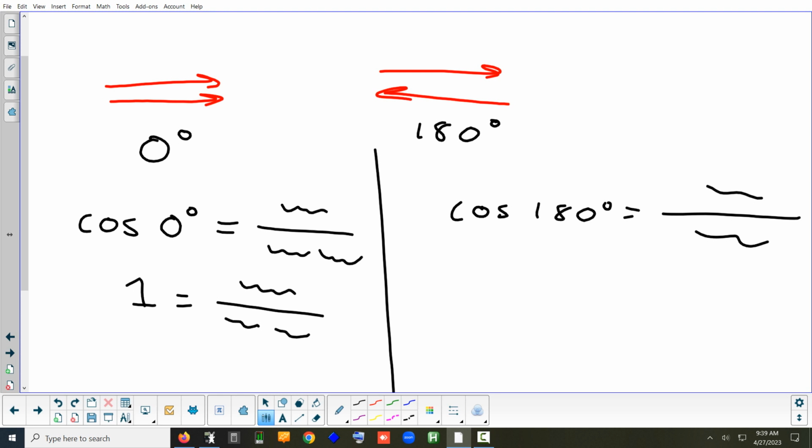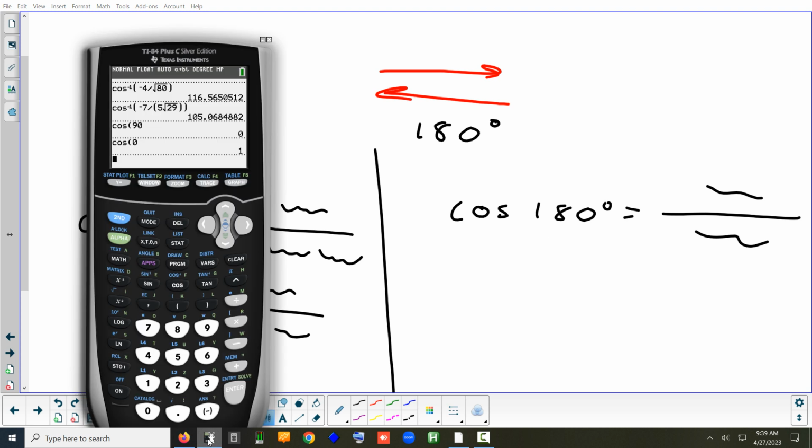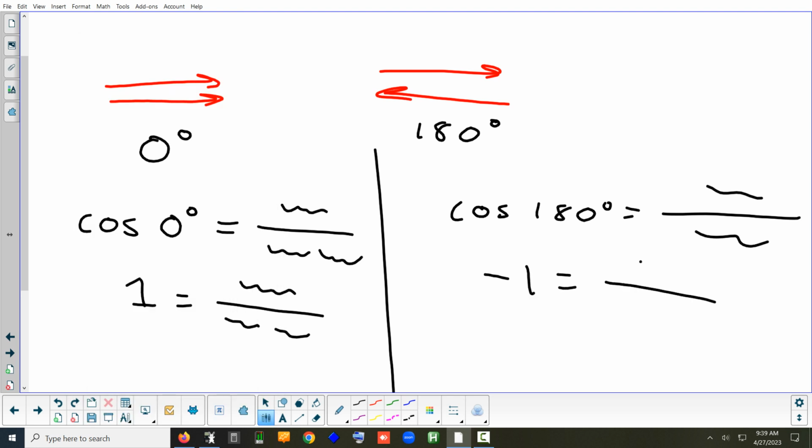If they're pointing in opposite directions, they would be a 180 degree angle. And we would have 180 degrees on the left-hand side. Let's see what happens if we take the cosine of 180. We get negative 1. So the other situation for parallel, you're going to end up with a fraction that equals negative 1.